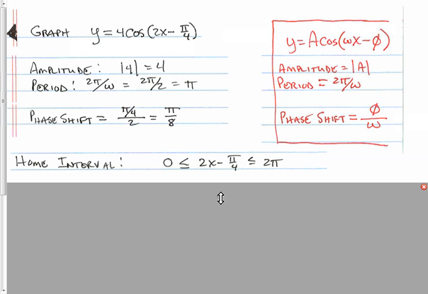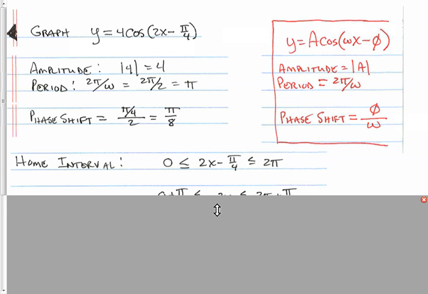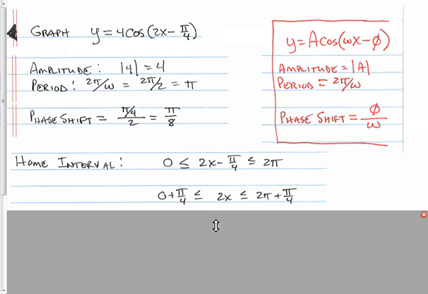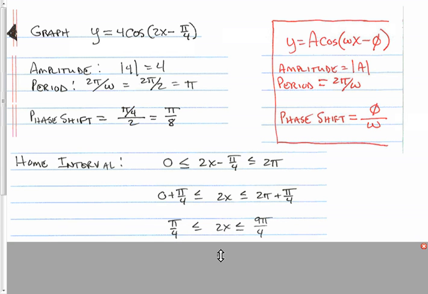And then we just begin to solve for x. So the first thing we need to do to get x alone in here is to add pi over 4 all the way through. And I've shown that in this step. Add pi over 4 here, add pi over 4 here, add pi over 4 here. And of course 2x minus pi over 4 plus pi over 4 ends up with 2x here. 0 plus pi over 4, of course, is just pi over 4.